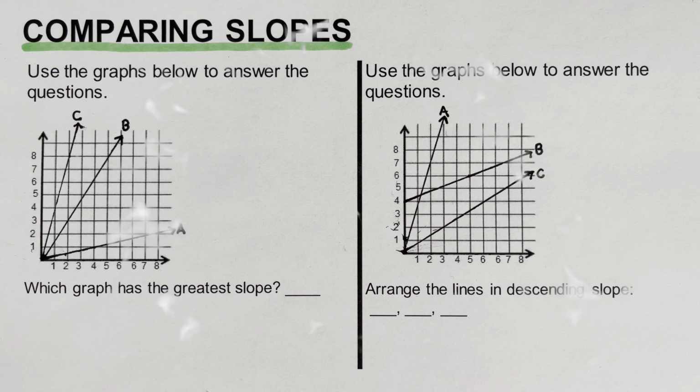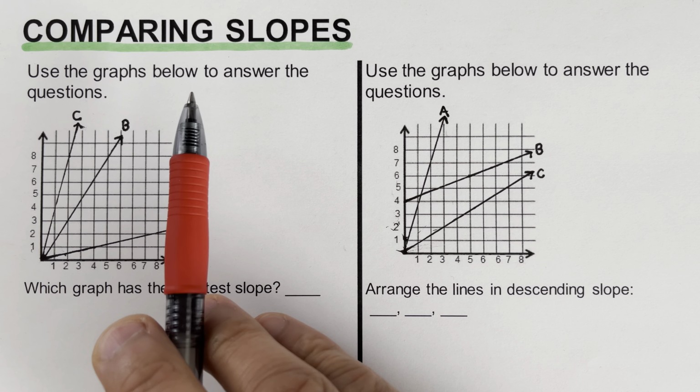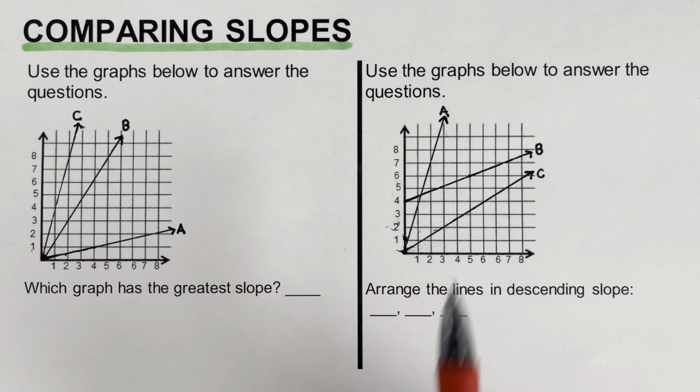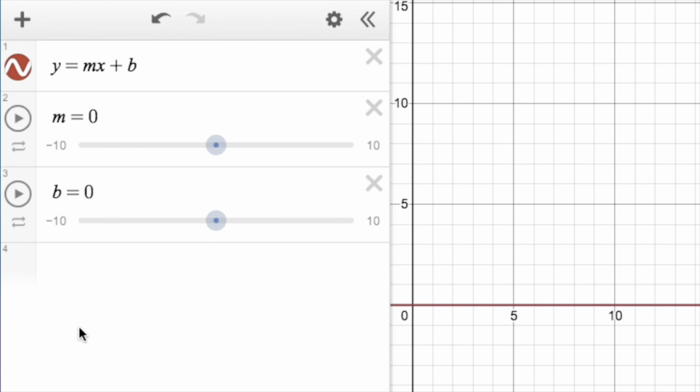Hello everyone. In this video, we will be comparing slopes. Before we go over these two examples right here, let's compare slopes using Desmos. So I've set up the slope-intercept form of a line of the form y equals mx plus b. Notice this, if the slope m is 0, the line is a horizontal line. Now what's going to happen if I increase the value of the slope?